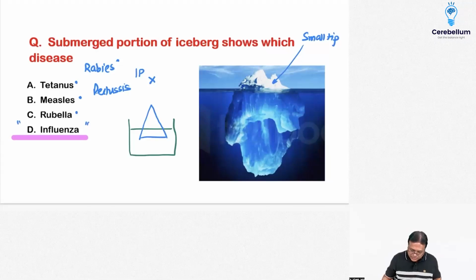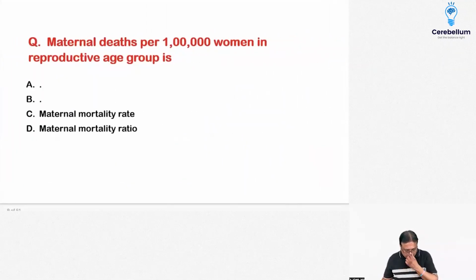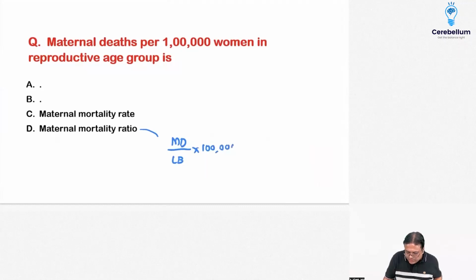Okay, let's go further. Then we were asked a question on maternal deaths per 1 lakh women in the reproductive age group. Friends, we have discussed many times in our classes: the ratio is maternal deaths upon live births into 1 lakh. This is mainly used for comparisons across the planet. Even the RCH program uses that. But in case they ask you maternal mortality rate, this is per 1 lakh women in the reproductive age group.